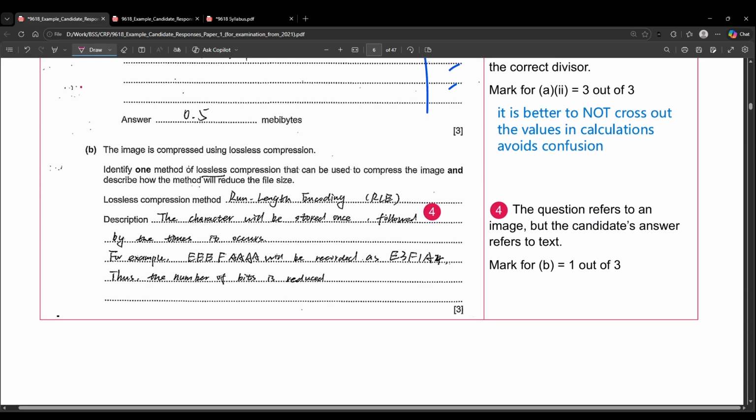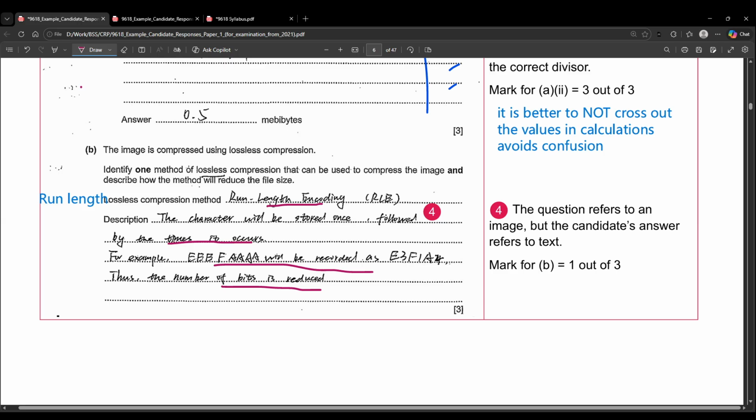All right, and then for RLE, they get 1 mark for the identification of RLE. Now let's say you write something else here, let's say you write run length. Since the name is wrong, you would not get marks for the description as well, even if the description is fully correct. They've written the character will be stored once, followed by the times it occurs, and then they have not referred to an image.